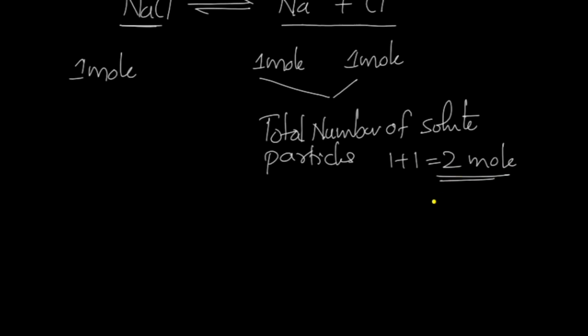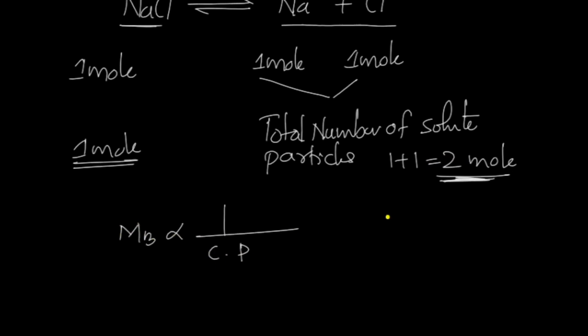Whatever colligative property is observed will be twice the theoretical value. We assumed that the colligative property depends on 1 mole, but actually it is 2 moles of solute particles. The molecular mass of the solute, MB, is inversely proportional to the colligative property. Colligative property is directly dependent on the number of solute particles.